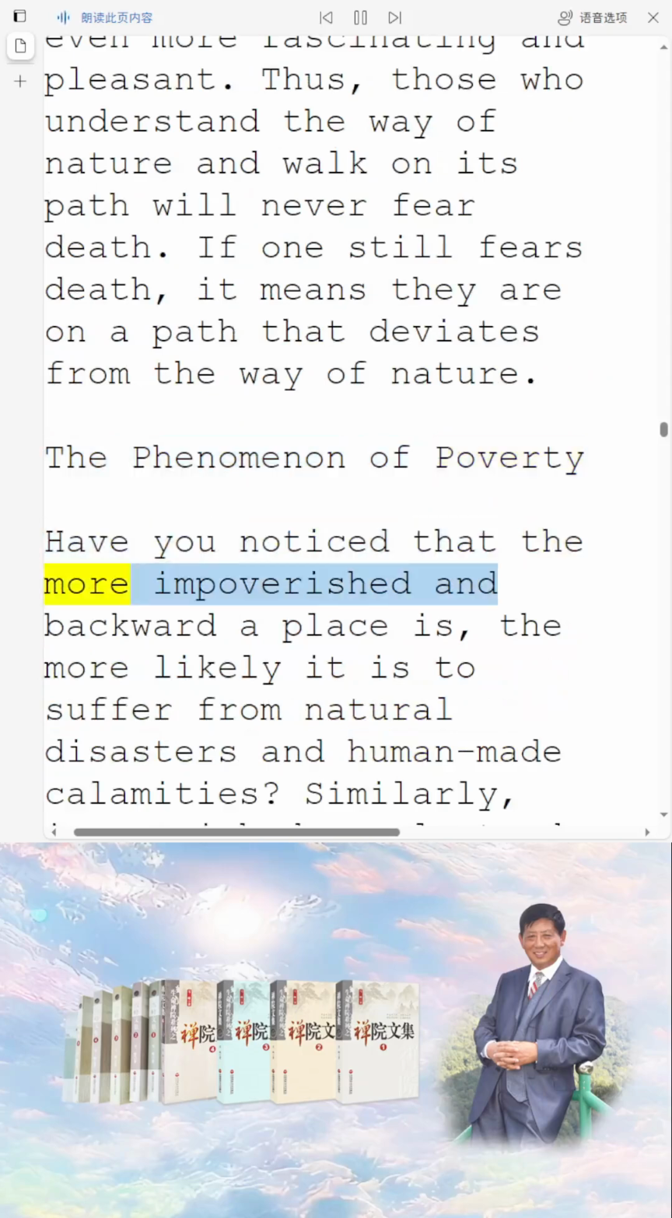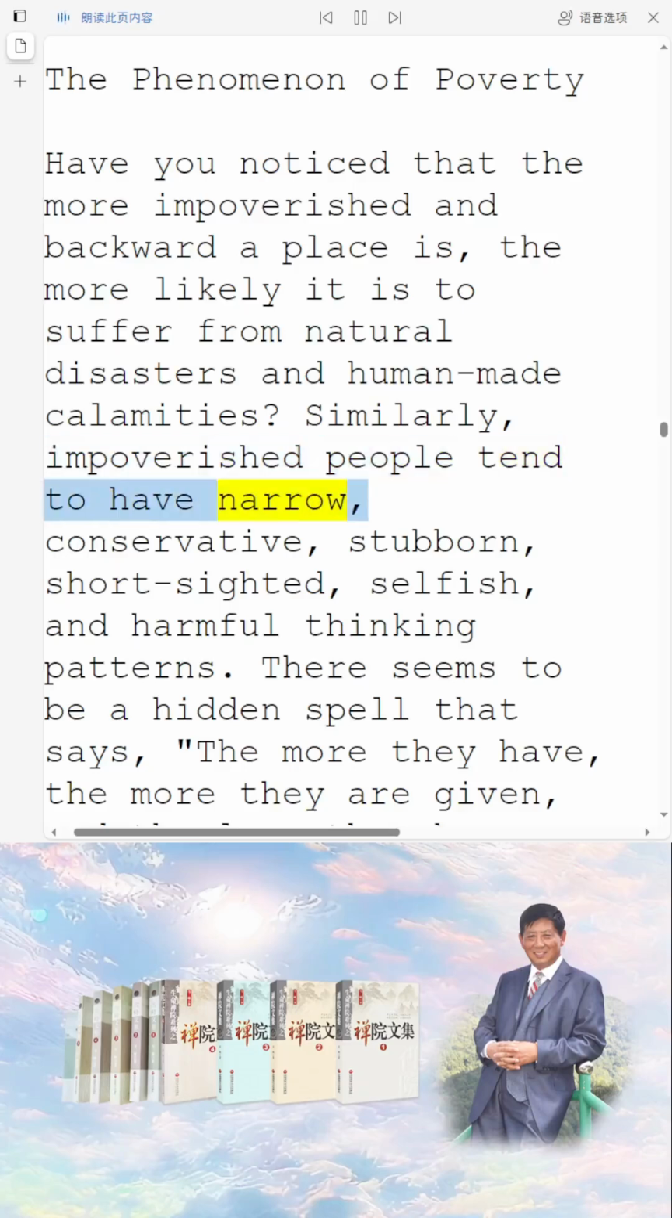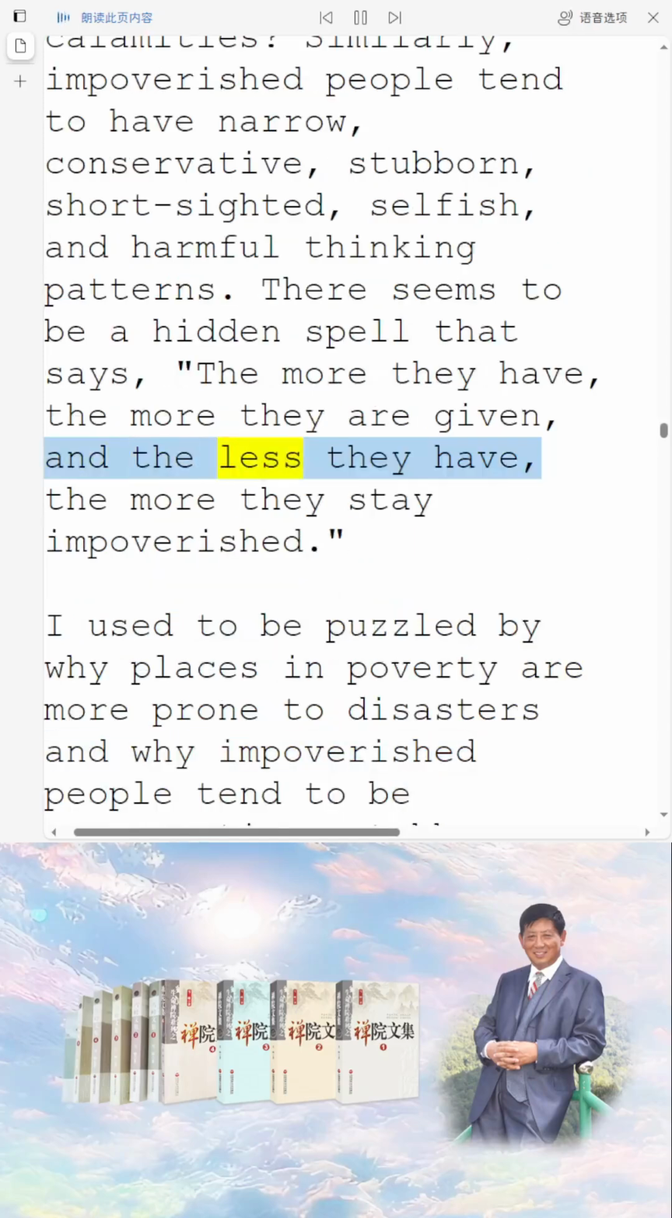Have you noticed that the more impoverished and backward a place is, the more likely it is to suffer from natural disasters and human-made calamities? Similarly, impoverished people tend to have narrow, conservative, stubborn, short-sighted, selfish, and harmful thinking patterns. There seems to be a hidden spell that says, the more they have, the more they are given, and the less they have, the more they stay impoverished.